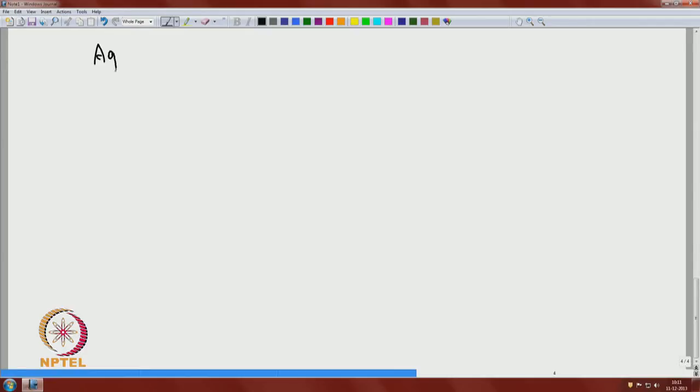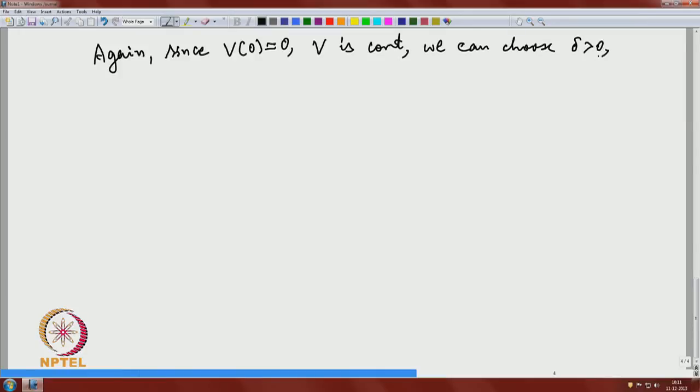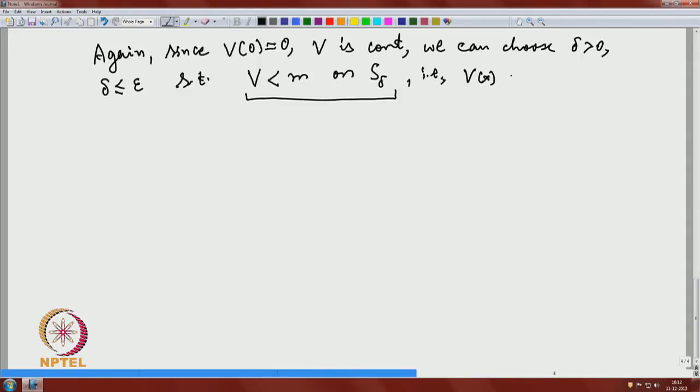Again by continuity, since V of 0 is 0 and V is continuous, we can choose delta positive and delta less than or equal to epsilon such that V is strictly less than M on S delta. So, let me again stress this, what does this mean? This means that V of x is strictly less than M for all mod x equal to delta.